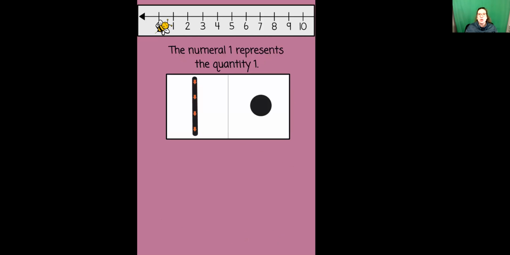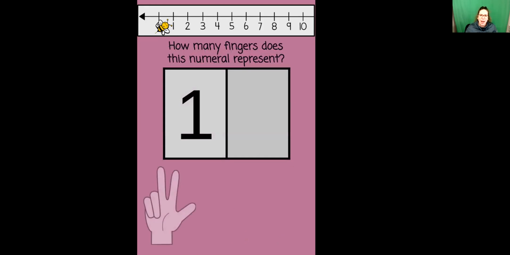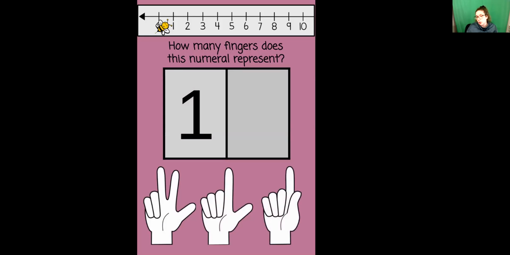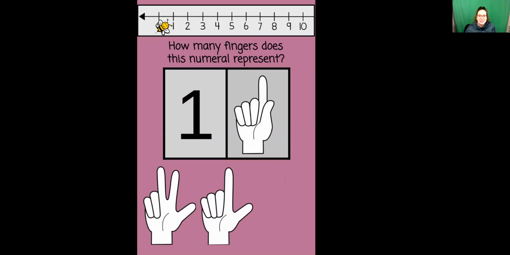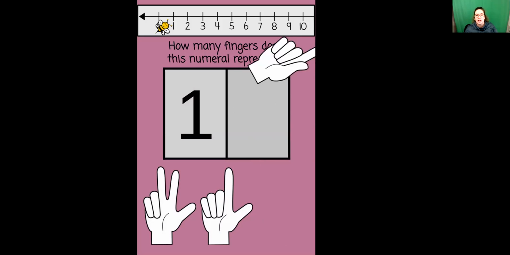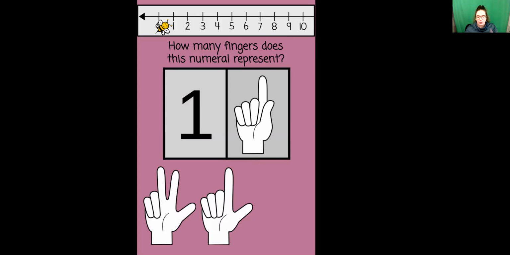Great work. Now the numeral one represents the quantity one, and the word quantity means how many you have. So in this case, the number one would have one dot to match to it. How many fingers does this numeral represent? Go ahead and show me. Yes, it has one finger to match the numeral one. Where do you see the hand with one finger pointing up? Go ahead and point to it. Did you find it? Nice. That is one finger to represent and match to the number one.